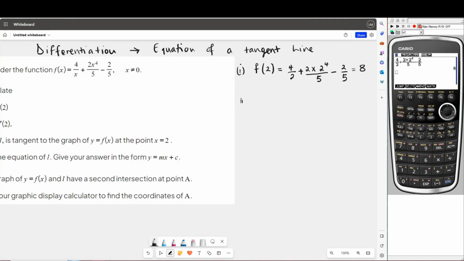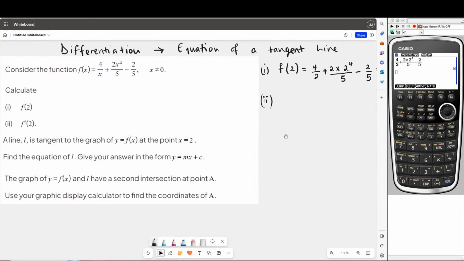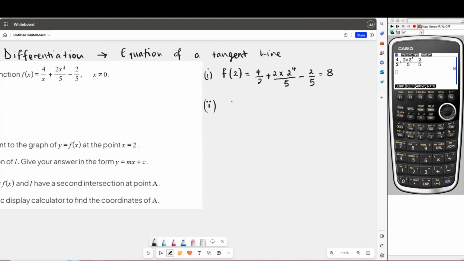Then the second question says, find the value of your derivative at 2. First we have to find this derivative, and then we'll substitute 2 into the derivative. So let's go to the options we have here. Let's go to calc, yes, that's where the derivatives are. Then we go to d over dx, that's the derivative, and then you can put your function in that bracket that just opened up.